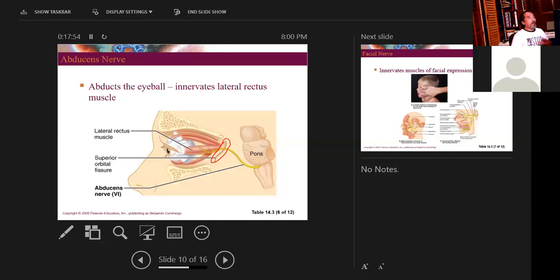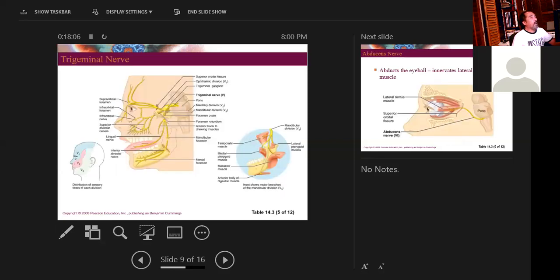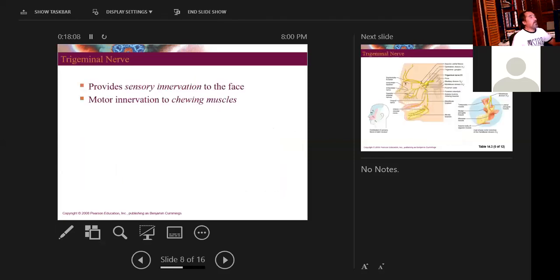And later on, we're going to go to number 5, which is trigeminal. And remember, what was trigeminal? It's the mastication muscle, okay? The chewing muscle. It also comes out from the SOF, okay? So the trigeminal nerve provides innervation to the face. That's the one that provides sensation to your face, and the chewing muscle. So it has sensory and motor.